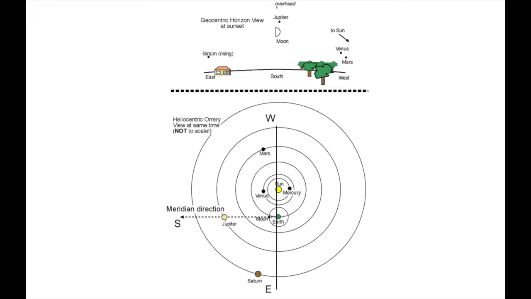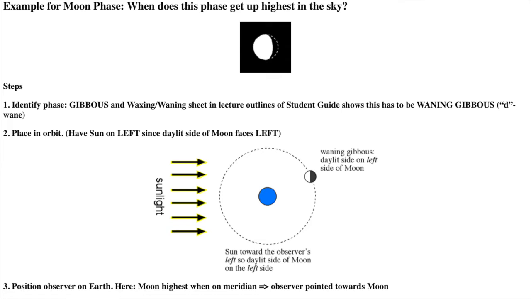In the orrery view, the Moon and Jupiter are positioned directly to the right of the Earth in the drawing, so at 6 p.m., they would appear in the south direction at the ground view drawing. Saturn is near the horizon line, a little left of it, so the ground view shows Saturn low in the east as it rises.